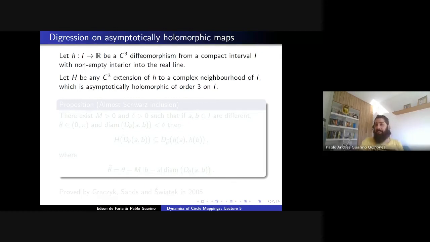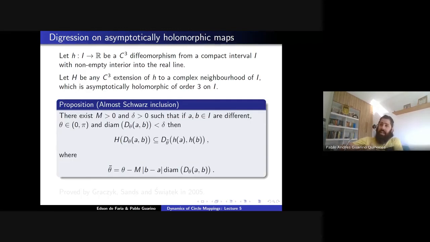And then for this extension you have almost the same Schwarz inclusion that you had before. Let me give a precise statement, again borrowed from the paper by Graczyk, Sands, and Świątek. A Poincaré disk of angle theta is mapped inside a Poincaré disk of angle tilde theta, and the relation between these two angles depends on the size of your Poincaré disk. This here is the Euclidean diameter of the Poincaré disk. We are assuming that it's small, with a universal constant delta. You have a small Poincaré disk with a diameter, you multiply by the length of the interval, and of course, if you're renormalizing and looking at smaller and smaller scales, these numbers are going to zero.